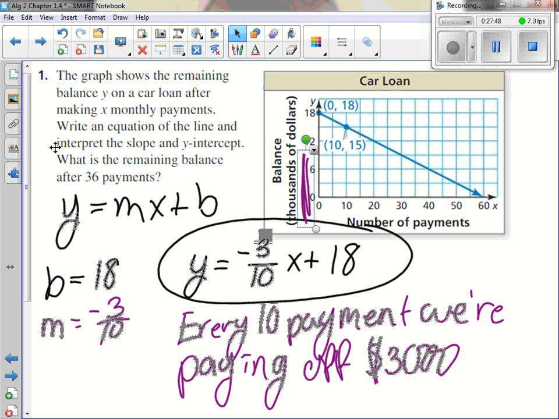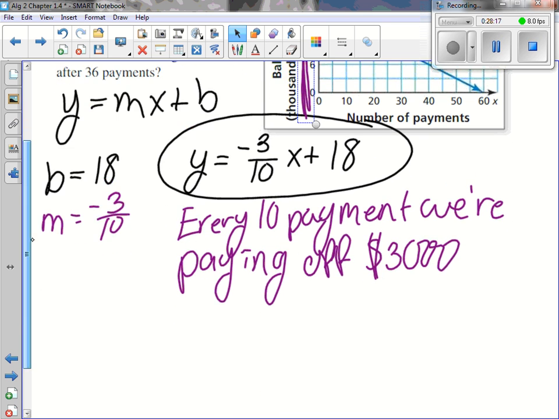And most likely, the actual value of the car is not $18,000 because you have to barter. Do not pay sticker price for any car. But then you also have a down payment. Down payments are very helpful. It actually gets you a better interest rate. So most likely, the sticker price of the car that you bought is not $18,000. So we got this here, and we interpreted the y-intercept. The y-intercept was our original payment.